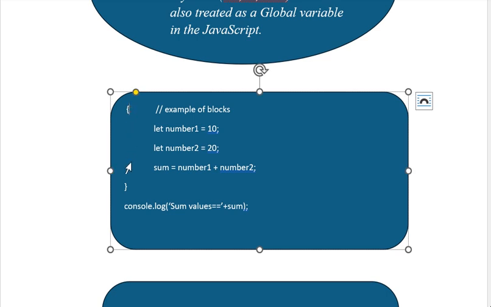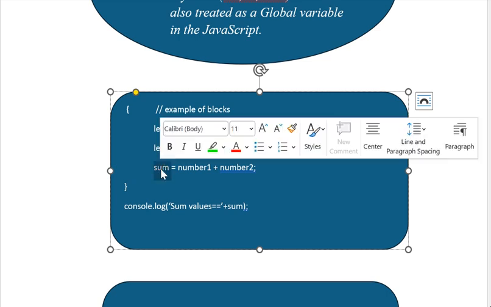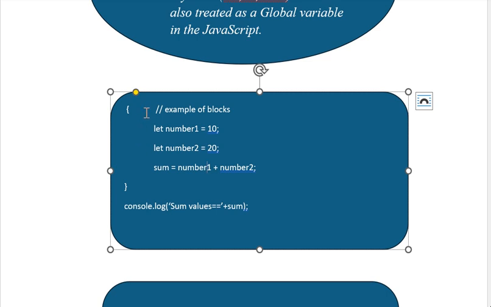The block starts from here and ends here. Inside that block we have declared and defined two variables, number1 is equal to 10 and number2 is equal to 20, and we add number1 plus number2 and assign it to sum. But sum is not defined or declared anywhere, not outside the curly bracket and not inside the bracket. We only use number1 and number2, add them, and assign the value to sum.